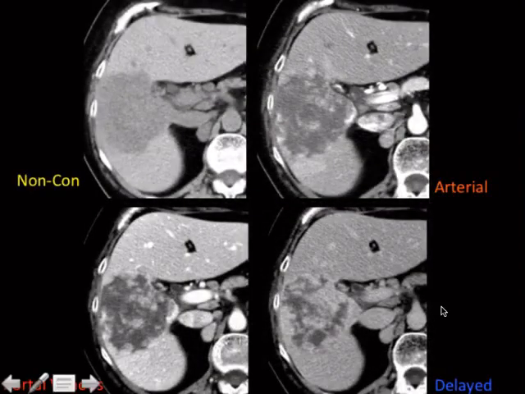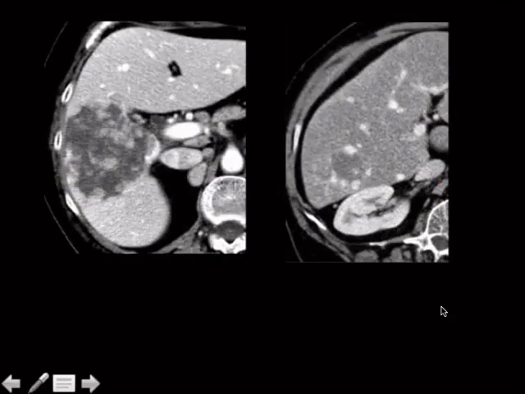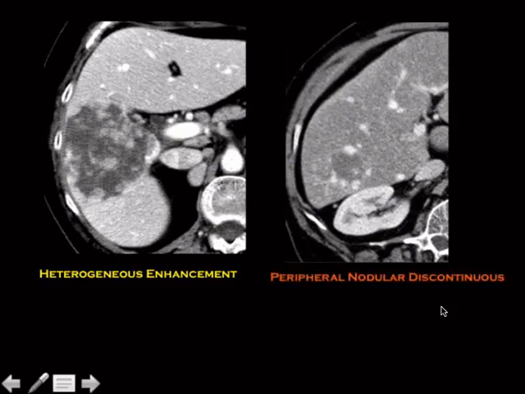So you call them back for CT. And this is a sneaky case here, guys. Sneaky. So we're seeing peripheral arterial, nodular, fairly discontinuous enhancement. But it's sort of heterogeneous in the middle there, right? It's not supposed to do that. It's supposed to look like this one.